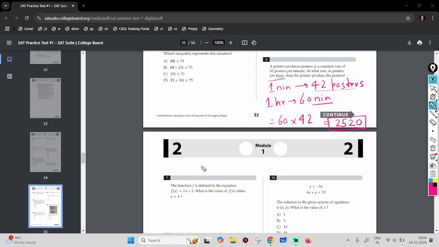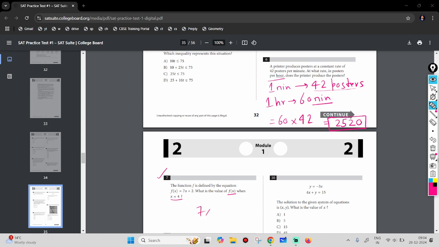Okay. Let's look at the seventh question. The function f is defined by the equation. Okay, a simple equation is given. This is a linear equation. What value of x? Now the input is given and we need to tell the value of f(x). So just substitute x equals 4 in this equation.